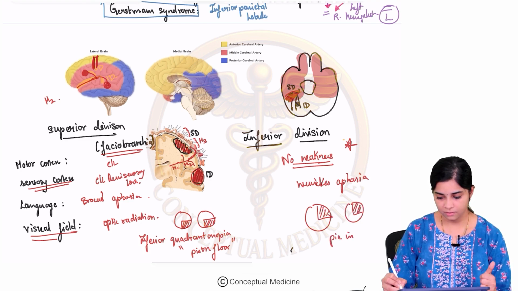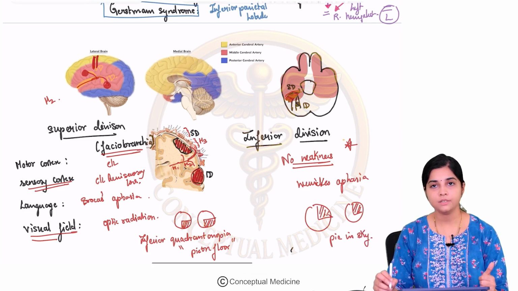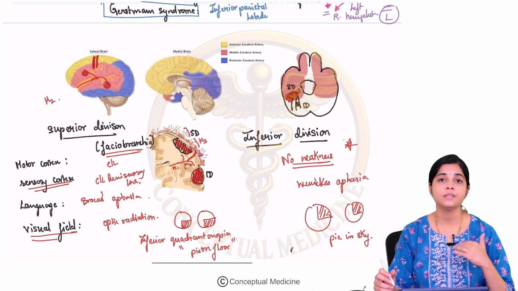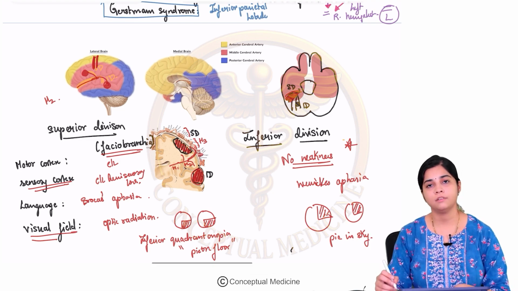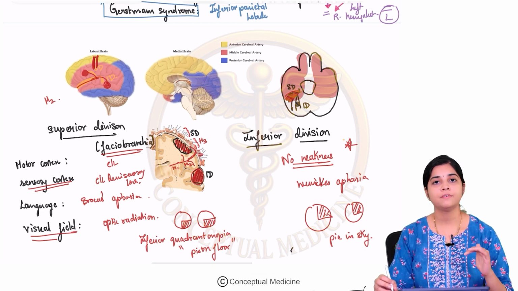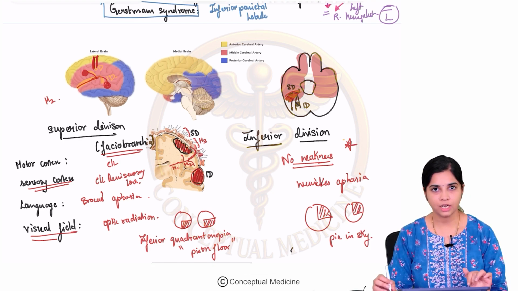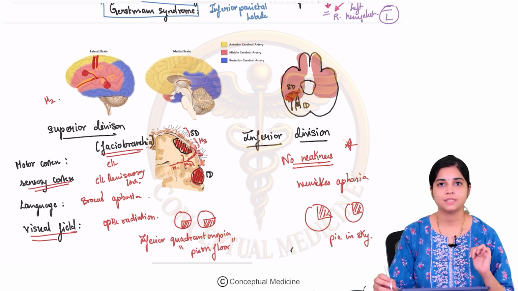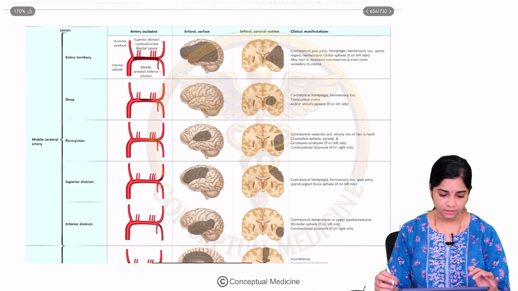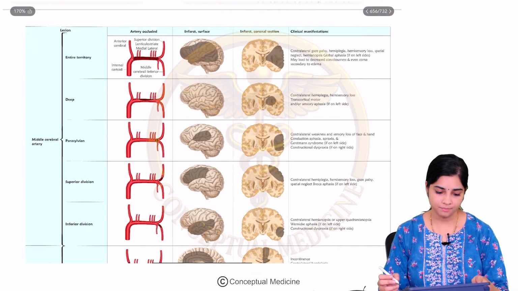Pie in the sky. Okay, so you have pie on the floor, pie in the sky is inferior. So you get superior quadrantanopias in inferior division of M2 branch affection. Clear? Now we will revise whatever we have learnt till now before we move on to posterior circulation strokes. Right? So, fine. Now we are looking at the middle cerebral artery.